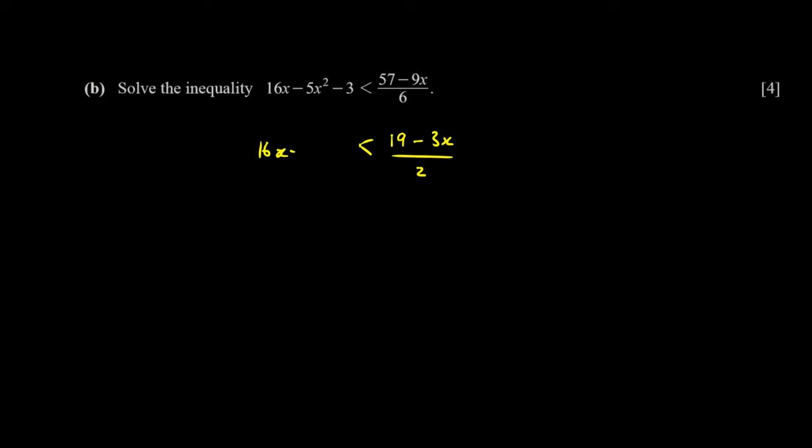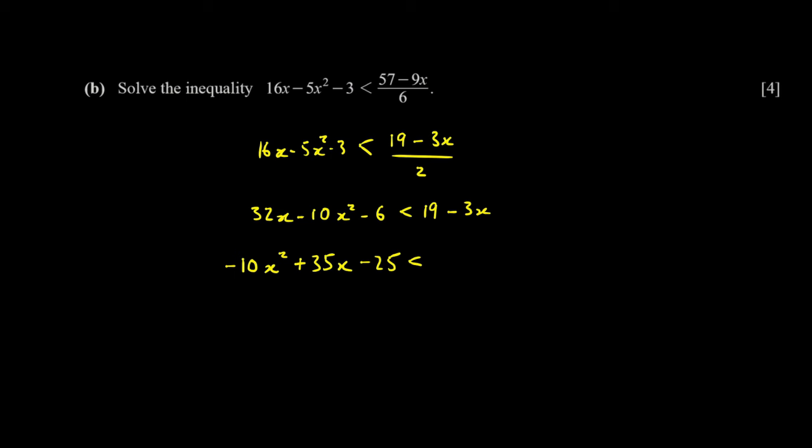Okay, 16x minus 5x squared minus 3. And I can multiply both sides by 2, so I get 32x minus 10x squared minus 6 is less than 19 minus 3x. Okay, I'll bring everything through to the left-hand side, so negative 10x squared. I'm going to add 3x to both sides, so we get plus 35x, and I'll subtract 19 from both sides, so I will get minus 25.